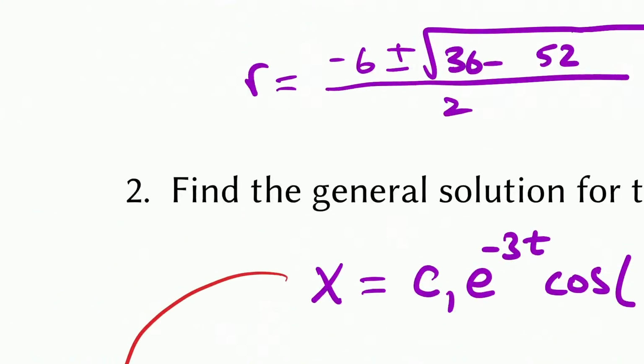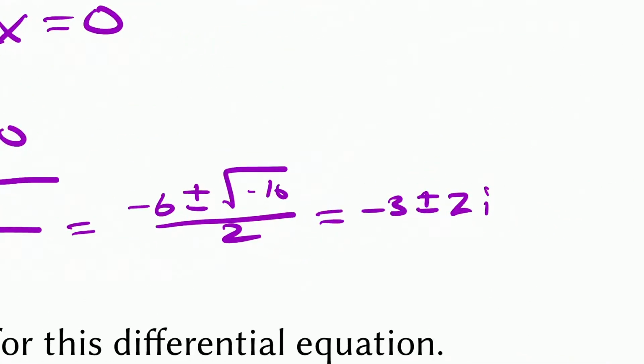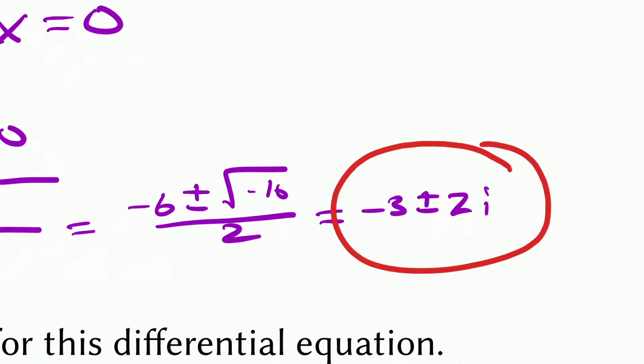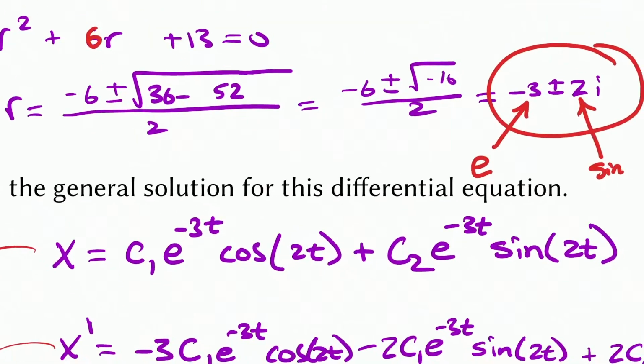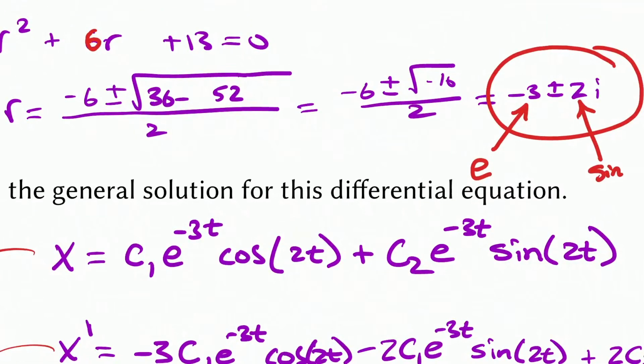But anyway, because the characteristic roots are negative 3 plus or minus 2i, the real part is going to go to the exponential piece, and the imaginary part is the sine and cosine. So just remember, the imaginary is the weird stuff, so that's the sine and cosine. The real part is the normal stuff, that's the e exponential. So here's what this ends up looking like. Here we go. Yours might look a little different from mine. It's fine.